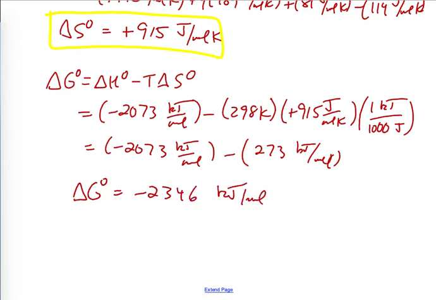So we can see that because we have a large negative value of delta G naught, the decomposition of ammonium dichromate is extremely spontaneous. Finally, we're going to use that value to calculate, in the second part, the standard free energy of formation of ammonium dichromate, because that was what we asked for in the second part.